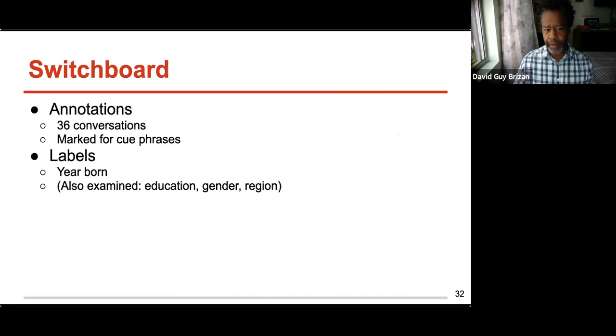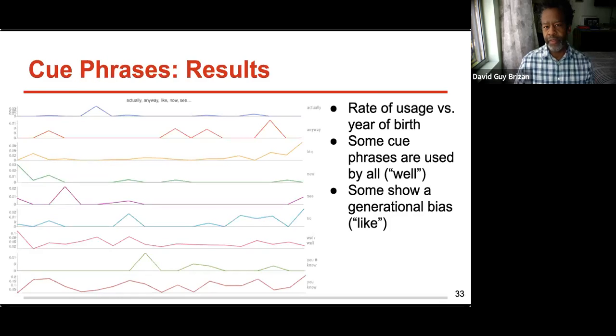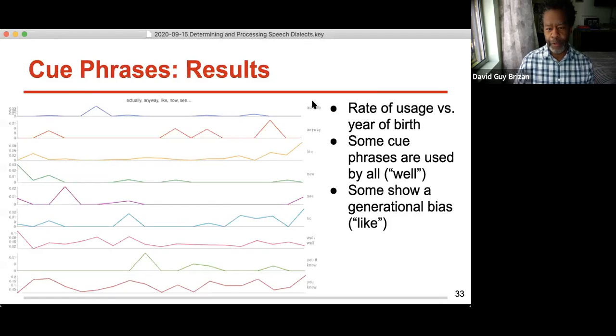So we looked at the cue phrases in Switchboard, and what do you know? There's a generational effect. People who are using the word, I think this is about 1940s, give or take. People use the word like. So this is the 40s, 20s, 30s, 40s, 50s, 60s. So people born in the 60s and 70s use the word like way too much. That's my generation. Like, and anyway has a weird distribution.